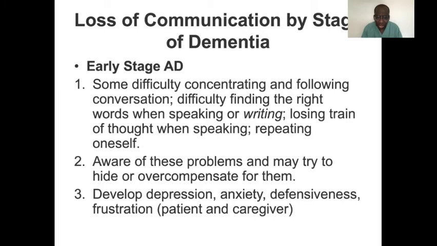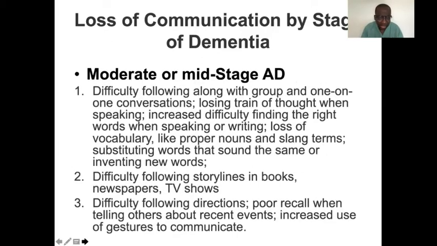And this frustration and depression and these more emotional symptoms are not limited to the patient, but extend also to the caregiver, who experiences tremendous anxiety and can experience tremendous depression from watching his or her loved one go through this early stage. When you get to the mid stages or the moderate stages, all of these symptoms progress. Patients now start having real difficulty following even one-on-one conversations. They lose their train of thought much more easily when they're speaking. They find it increasingly difficult to find the right words when they're speaking or even writing.